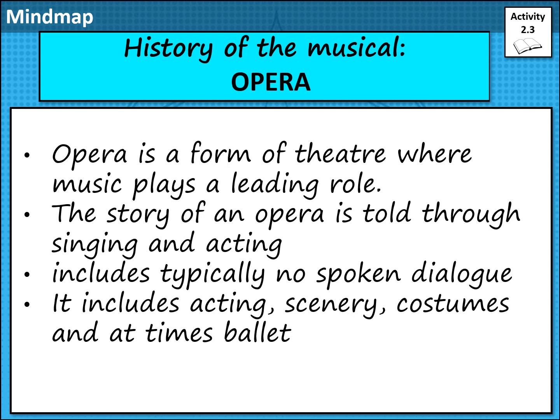Opera is a form of theatre where music plays a leading role. The story of an opera is told through singing and acting, and there's typically no spoken dialogue. There's a huge array of scenery, costumes, and at times ballet.